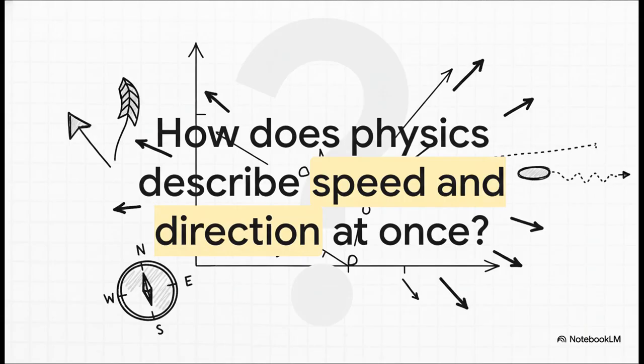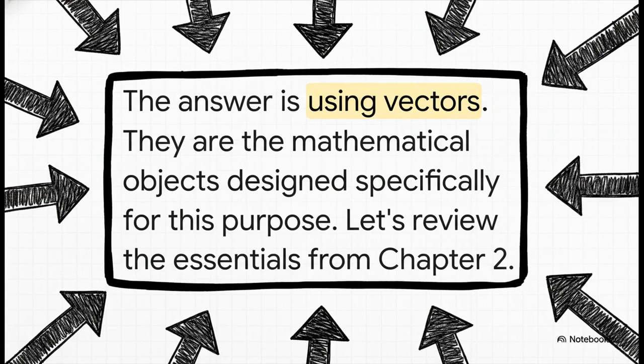When something's moving, right, it's not enough to just know how fast it's going. You've got to know where it's headed. So how in the world do we describe both of those things at the same time? And the answer, of course, is with vectors. They're the special mathematical tool built for exactly this job.